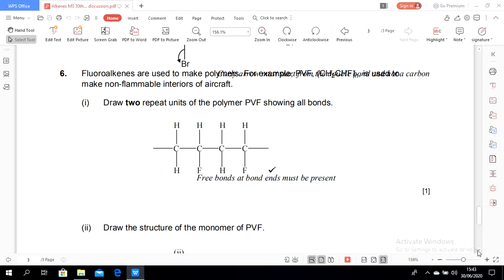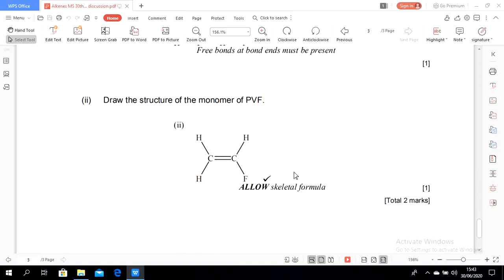And then draw the structure of the PVF. As I told you, there is a double bond. Carbon and fluorine have a strong bond. It has high energy, high enthalpy, so it is not easy to decompose. That is why it is called non-flammable. Okay, this is the discussion of the homework.